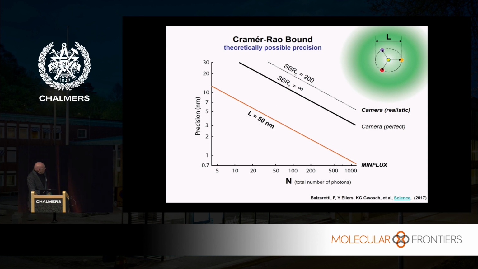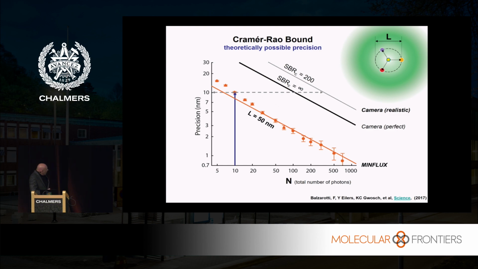Okay, how does this compare with a normal, say, camera-based localization? And you see it here. So this is the number of photons that you need, and this is the precision that you get. This is for a realistic camera. This is actually a measurement, and now you see with 10 photons, you get, in our case, we call it MINFLUX because it has this minimum in here and produces a minimum of fluorescence flux for attaining a certain precision. You need only 10 photons. With only 10 photons, you get 10 nanometer spatial resolution.